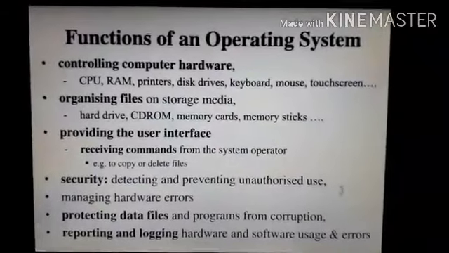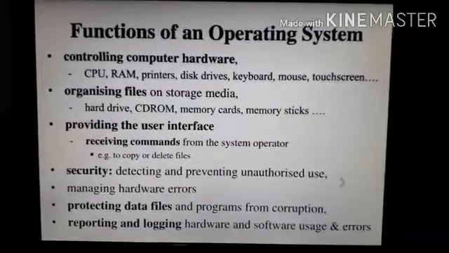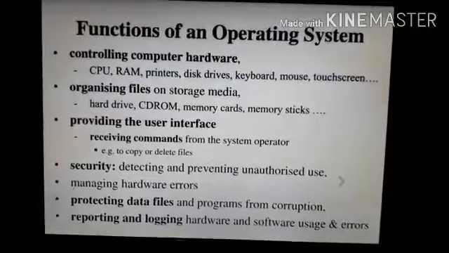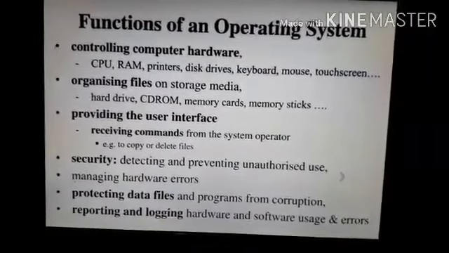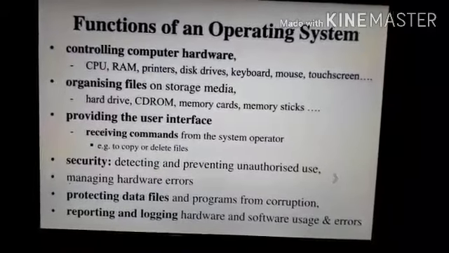Now here is the role of an operating system, the functions of an operating system. First, controlling computer hardware: CPU, RAM, printers, disk drive, keyboard, mouse and touch screen. It's controlling all of them. Then organizing files on storage media.